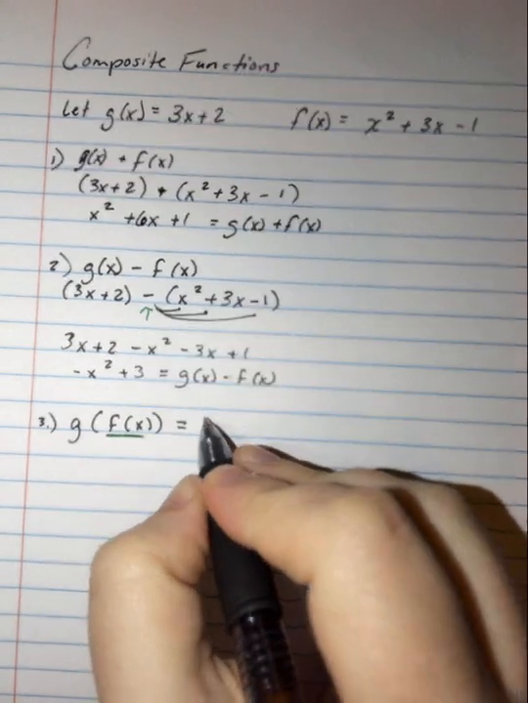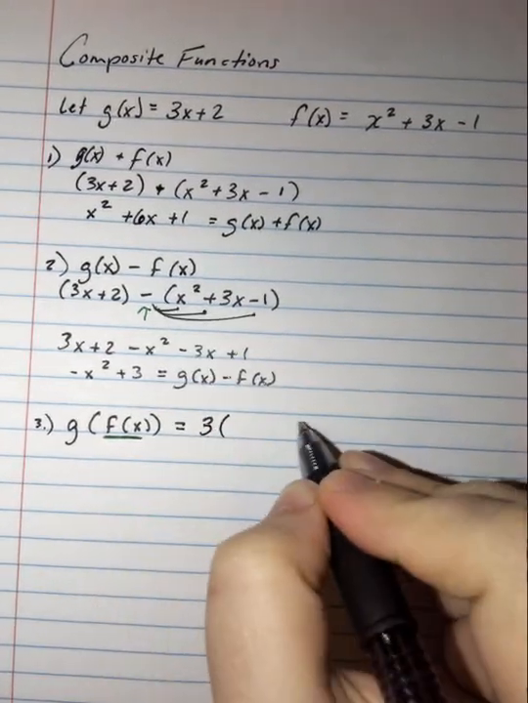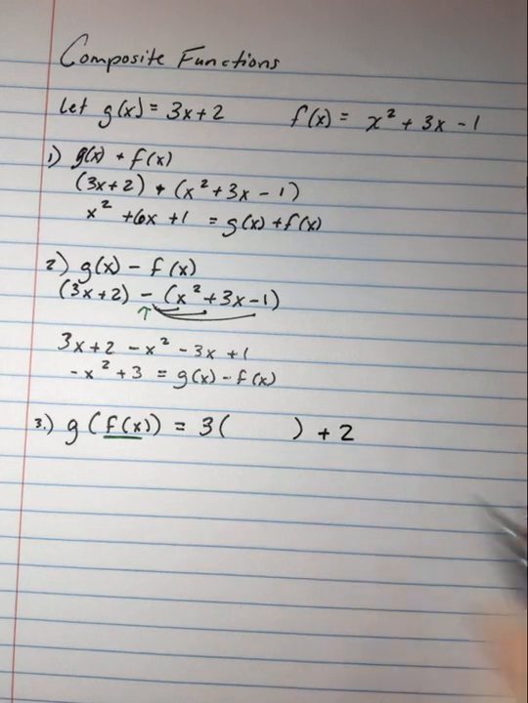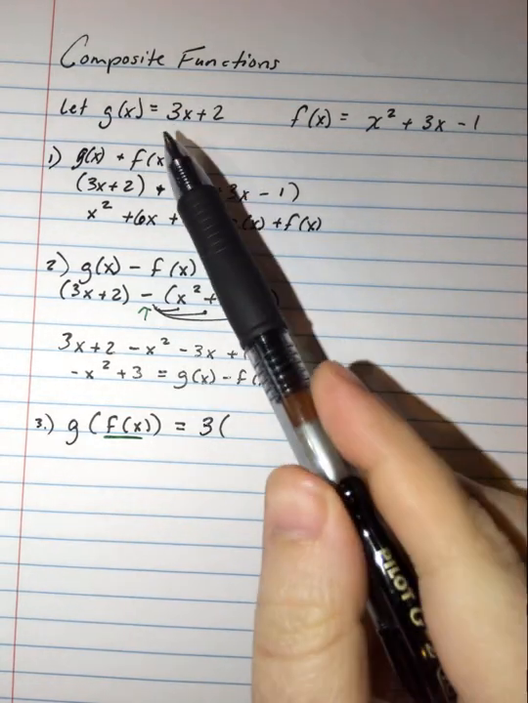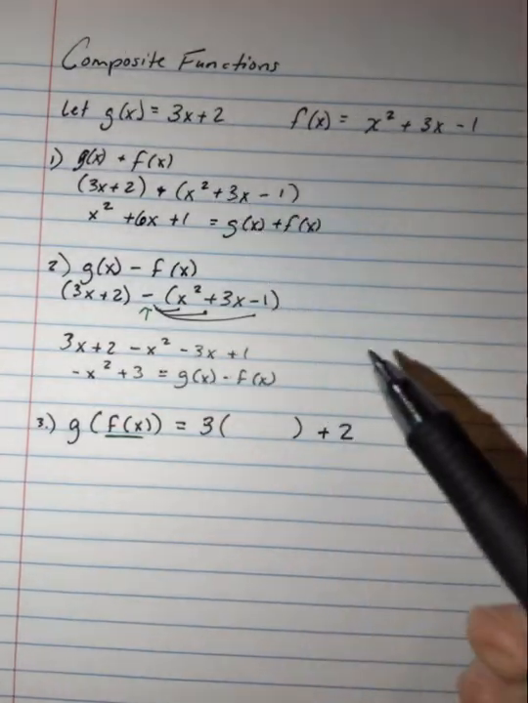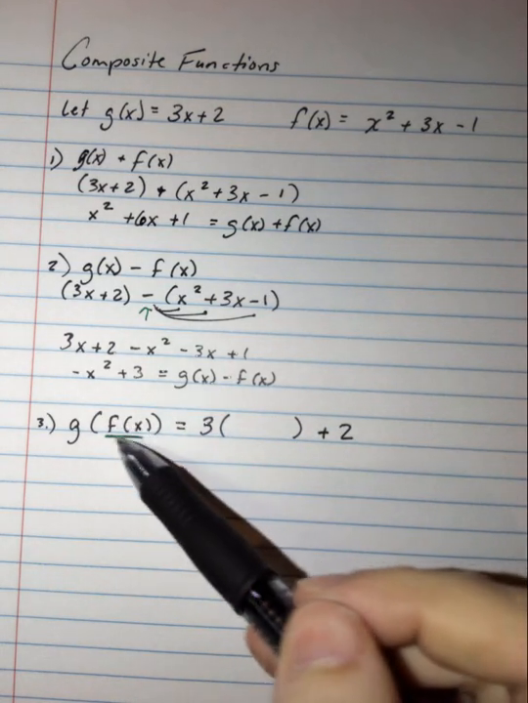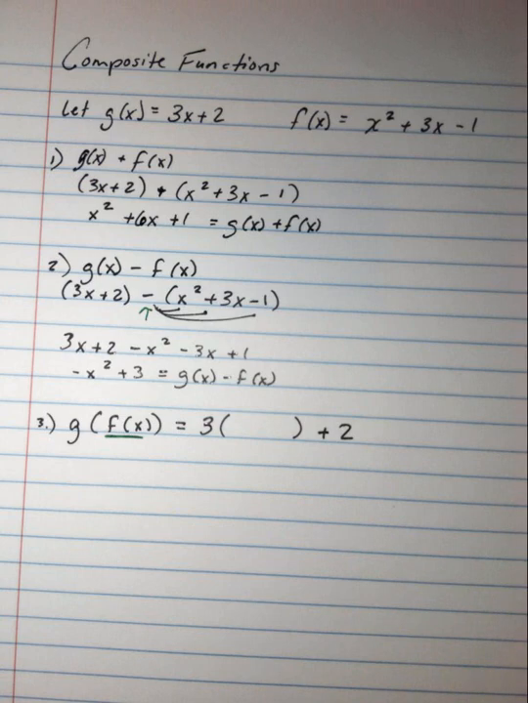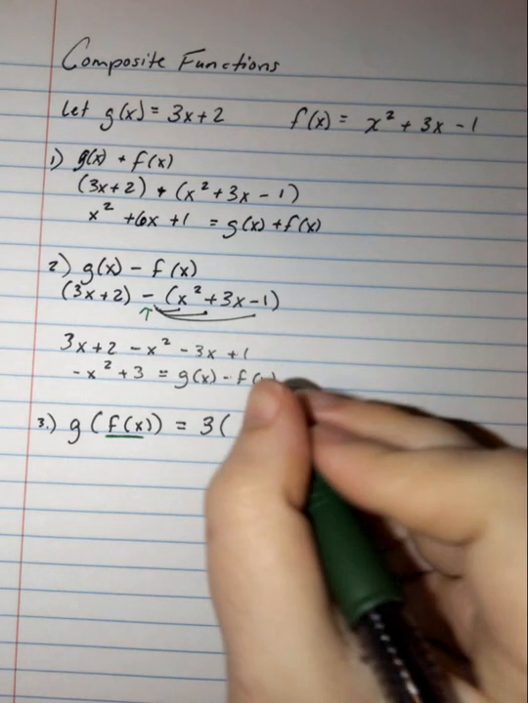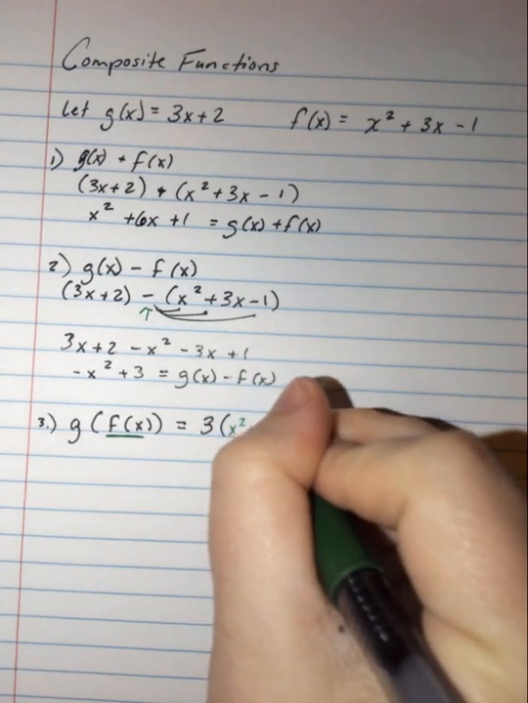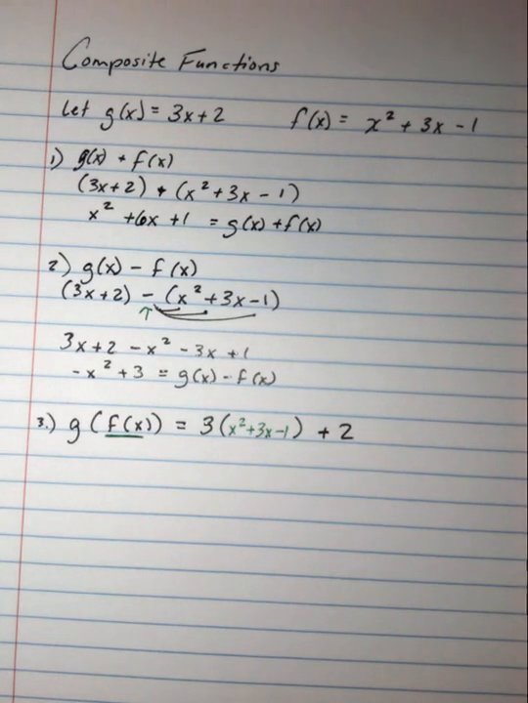So if I write down my g function, instead of my x, I'm going to put parentheses. So remember, g is 3x plus 2. So here's my g function, 3 and then something plus 2. I'm replacing that something, all of that something, with f. So what is your f function? x squared plus 3x minus 1.